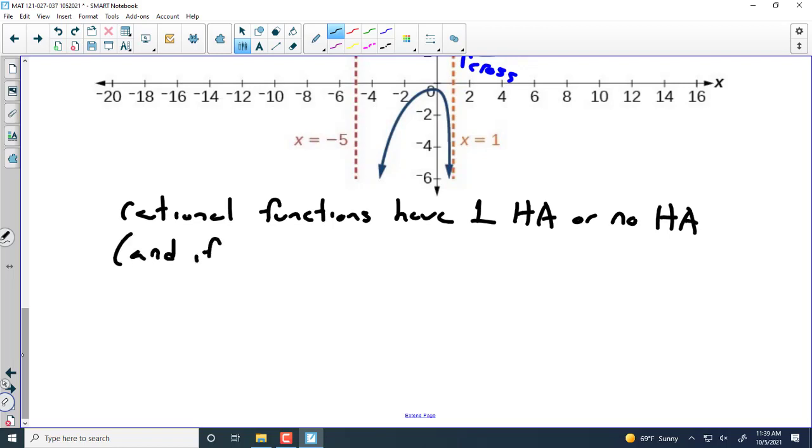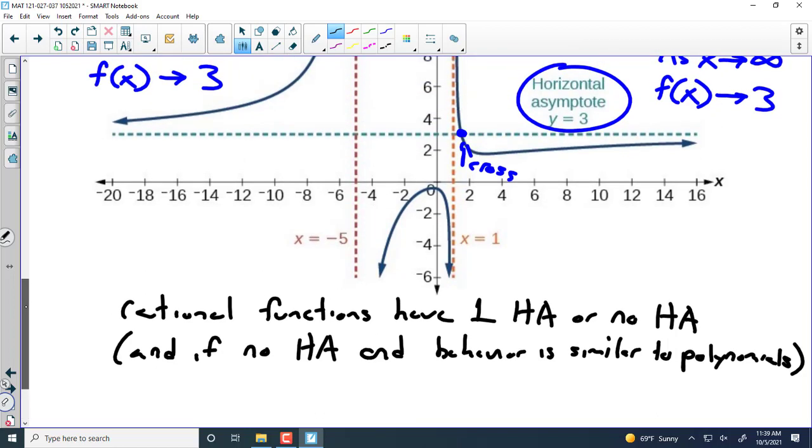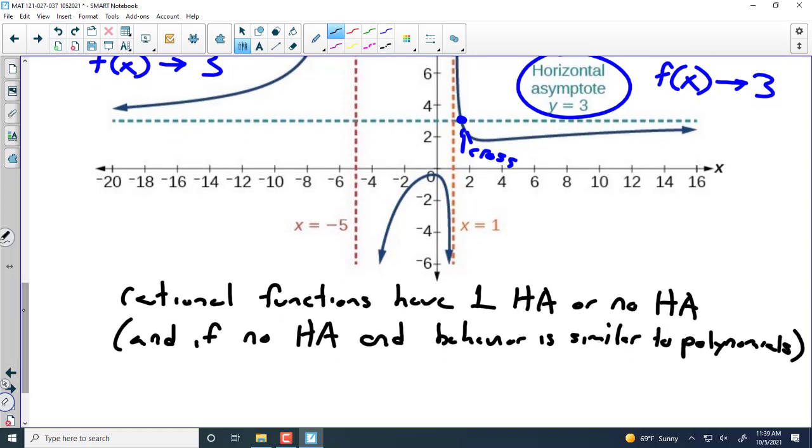And if there's no horizontal asymptote, end behavior is similar to polynomials. In other words, if it doesn't have one of these horizontal asymptotes, we'll have a similar end behavior to a polynomial: either up on both sides, down on both sides, up on one, down on the other. So we want these horizontal asymptotes because it's just a new type of end behavior. And maybe they're right on the x-axis and maybe they're not. So my job here in the next few minutes is to teach you how to find out if your rational function has one of these or not.